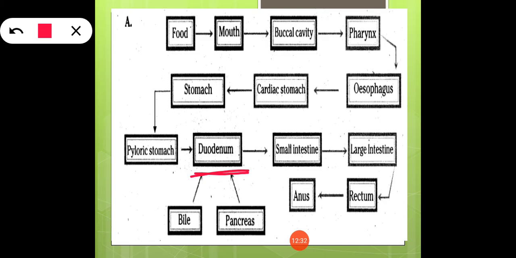The liver secretes bile, and the pancreas secretes pancreatic juice. These both enter the duodenum in the small intestine, and the foods are absorbed by the villi in the small intestine. The undigested food enters the large intestine, and from the large intestine the waste particles are excreted through the rectum and anus in the form of semi-fluid.